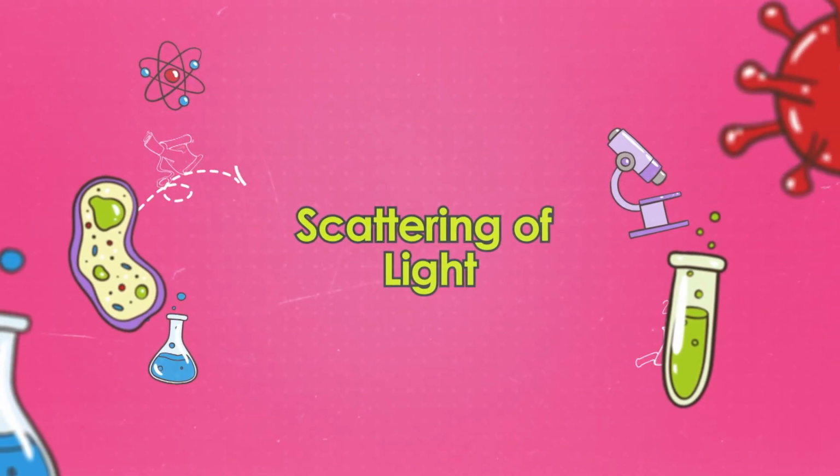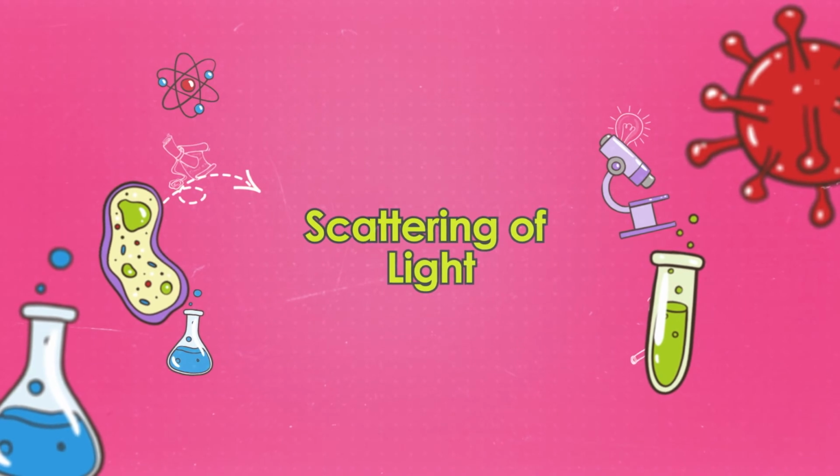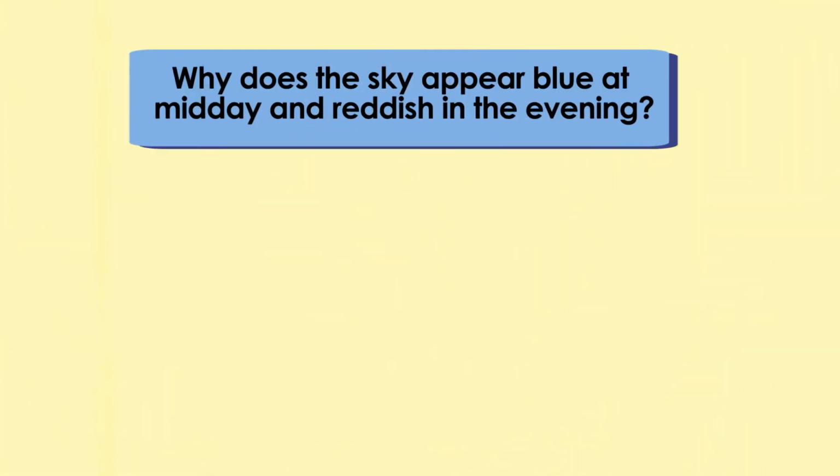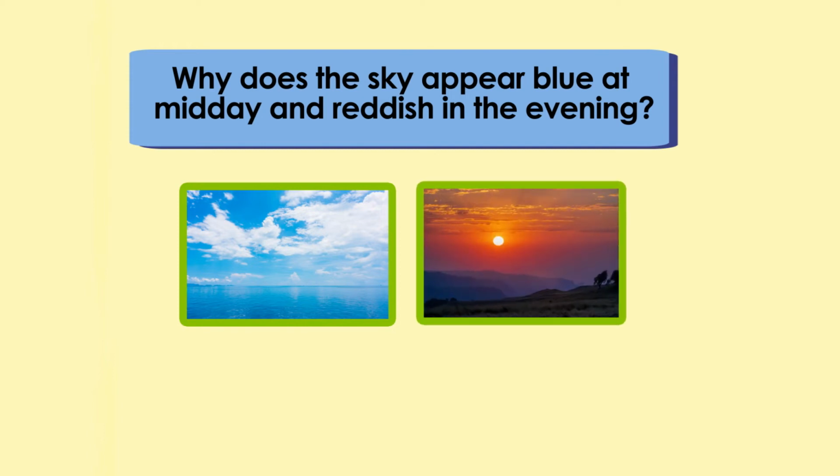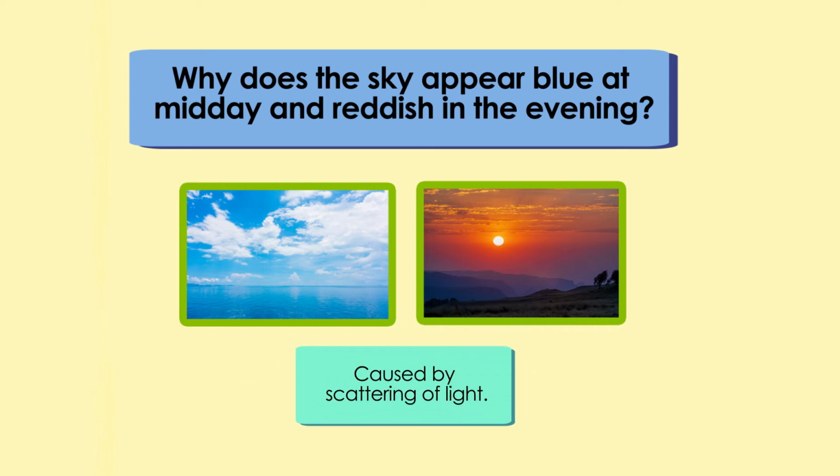Now, let's learn more about the scattering of light. Why does the sky appear blue at midday and reddish in the evening? These two phenomena are caused by scattering of light. The scattering of light occurs when light is reflected in all directions by clouds or particles in the air.